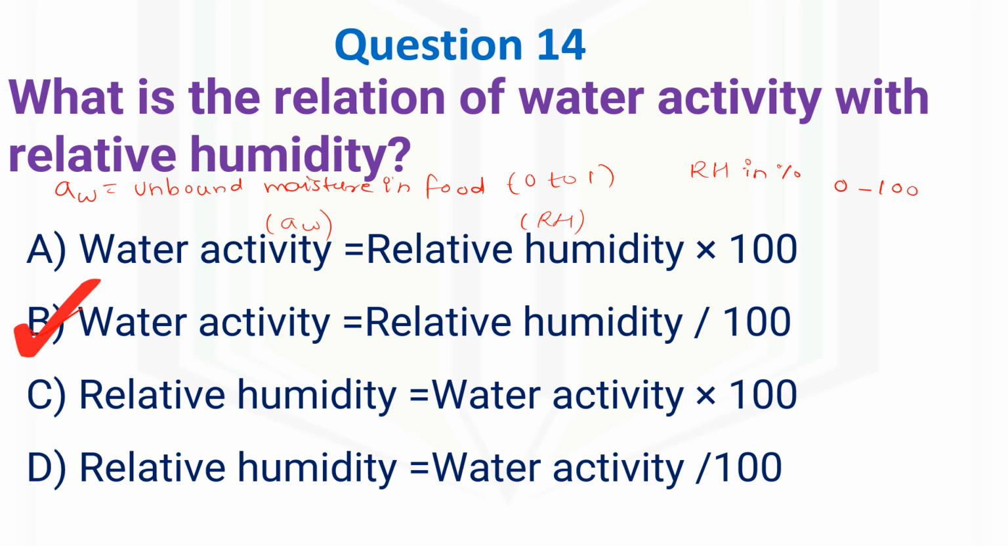Now the relationship between them: water activity is relative humidity divided by 100. For example, if the relative humidity is 60%, then water activity will be 0.6. This relationship is important because it will help us to control the water activity as well as relative humidity, and it is crucial for preventing microbial growth, corrosion and other processes.